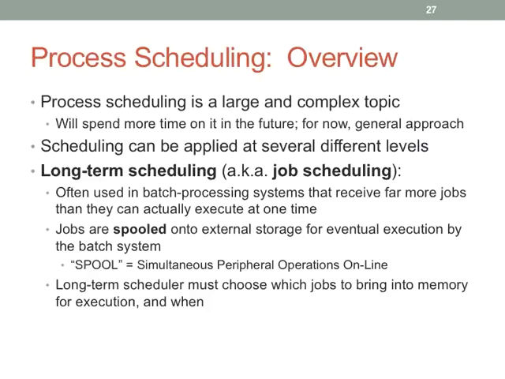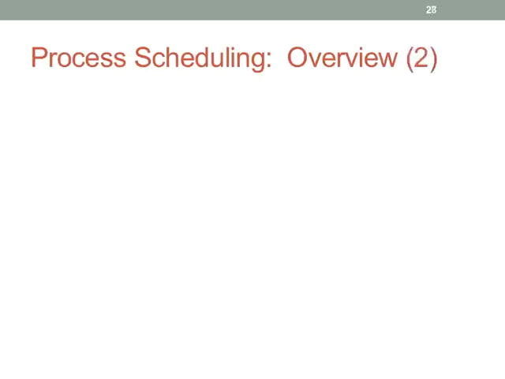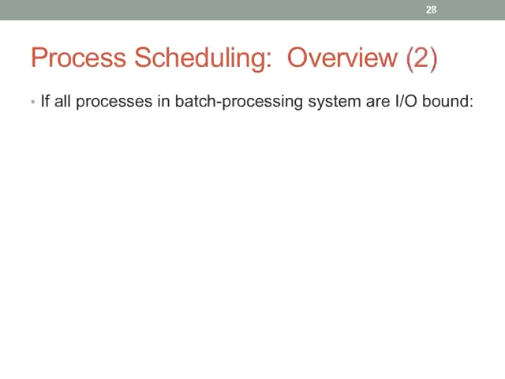Let me go ahead and start spelling this out because we don't have a lot of time. Basically, the goal of the long-term scheduler is to try to maximize the utilization of all of the hardware in the batch processing system. You guys are starting to think about these things as you talk about this. What if all the processes are I/O bound? What if we only had I/O bound processes to run? How much would our CPU get utilized?